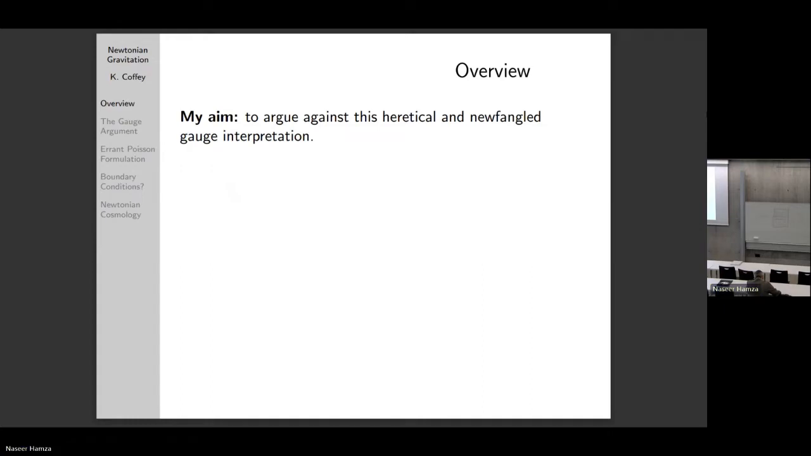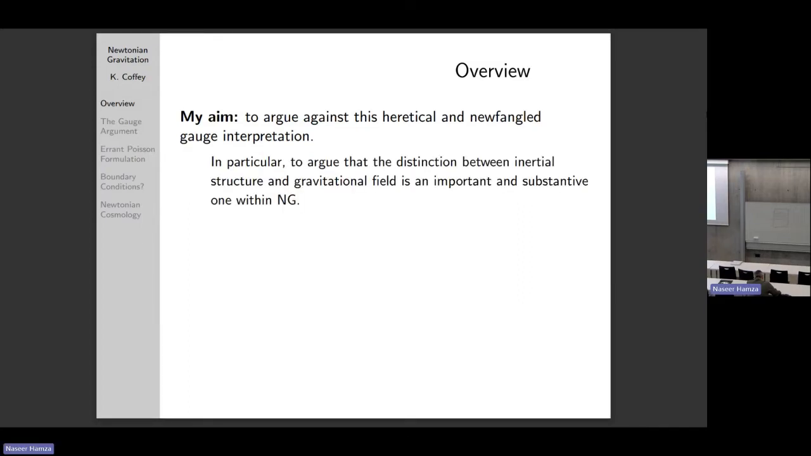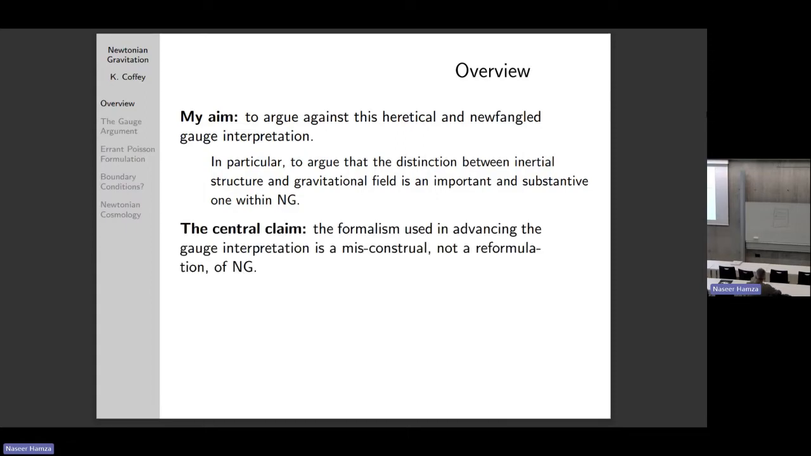So my aim in this talk is to, I hate this view. I want to argue against the new received view. I find it heretical and newfangled and deplorable. And in particular, I want to argue that the distinction between inertial structure and gravitational field is an important and substantive one within Newtonian gravitation. And the central way I'm going to make this argument is by claiming that the formalism actually used in advancing the gauge interpretation is a misconstrual and not a reformulation of Newtonian gravitation theory.